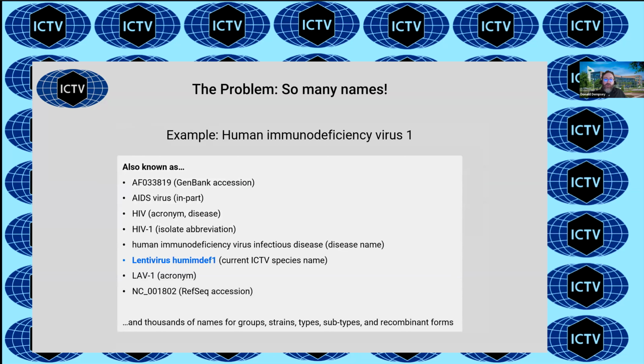As Elliot mentioned a while back, there are lots of different kinds of names. Just as an example, the virus that causes AIDS, I think in 1991, was called human immunodeficiency virus 1. I think that was the species, maybe the virus name. But as you can see in this list, there are lots of names it's also known as. HIV is the disease and an acronym. People might refer to it as that. Of course, the current ICTV species name is highlighted in blue, lentivirus humandef1, which many people may not be familiar with.